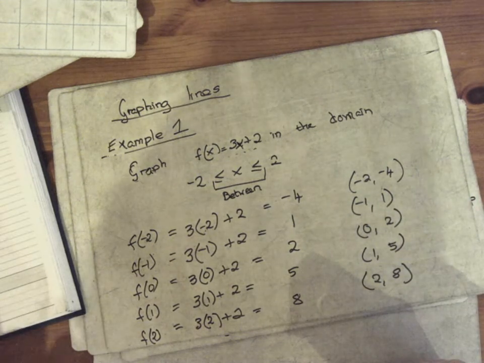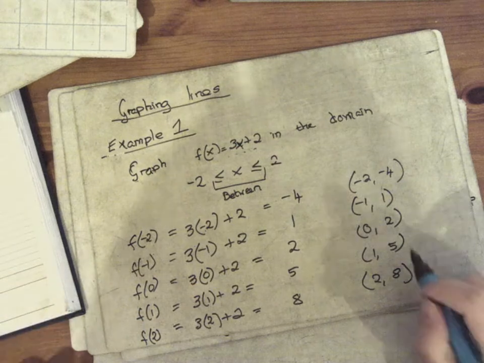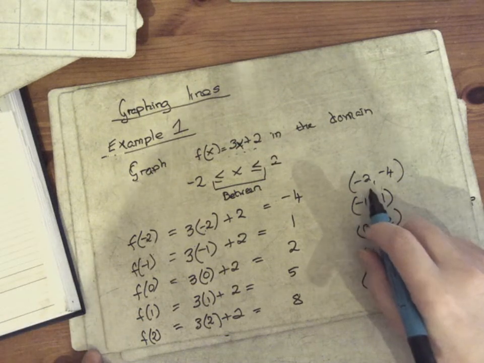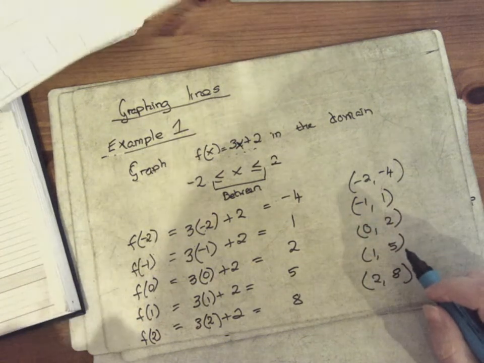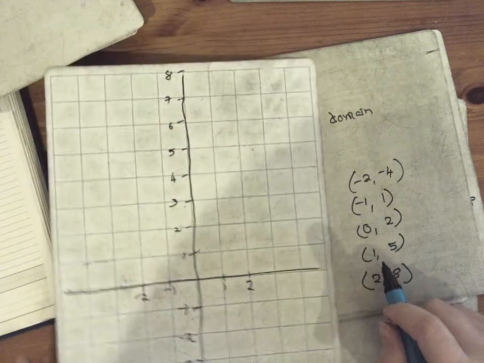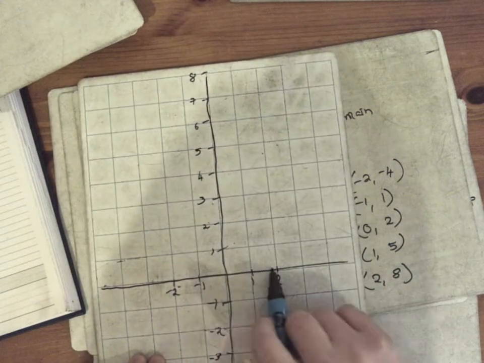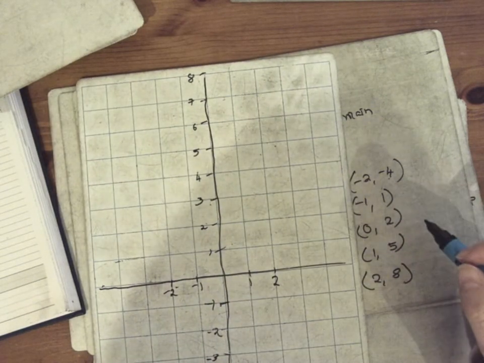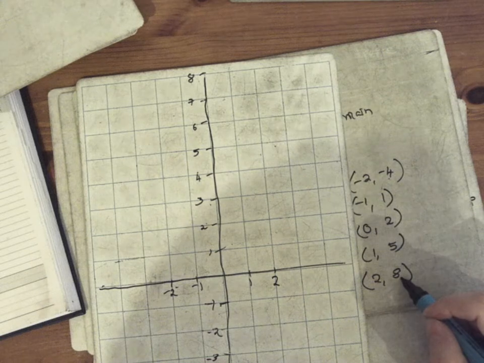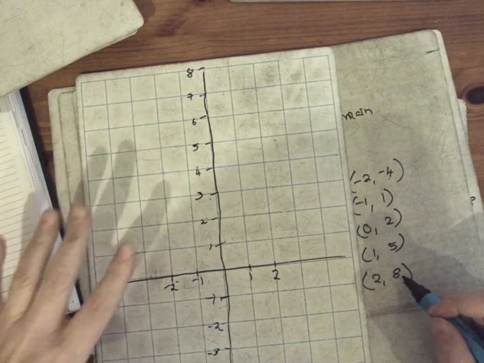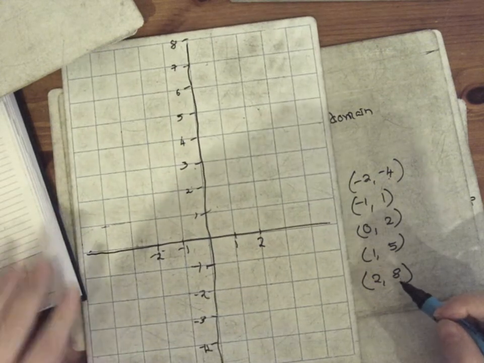Okay, so off you go to your graph paper. The x's are minus 2 across to 2. So your x terms go from minus 2 over to 2. Your y's, the lowest one is minus 4 and the highest one is 8. Okay, so you draw your scale accordingly. Okay, so then you graph.